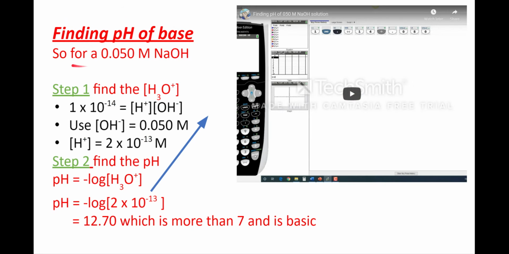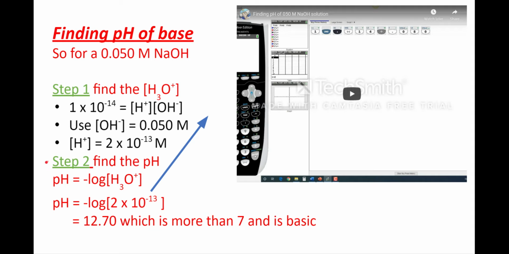So let's say we want to find the pH of a base. Let's say you have a 0.25 molar sodium hydroxide solution. Again, step 1, we're going to solve for the concentration of hydrogen ions using the concentration of base. So I plug in, since the hydroxide ion concentration is 0.050 molar, and I solve for the hydrogen ion concentration. That would be 2 times 10 to the minus 13th molar.